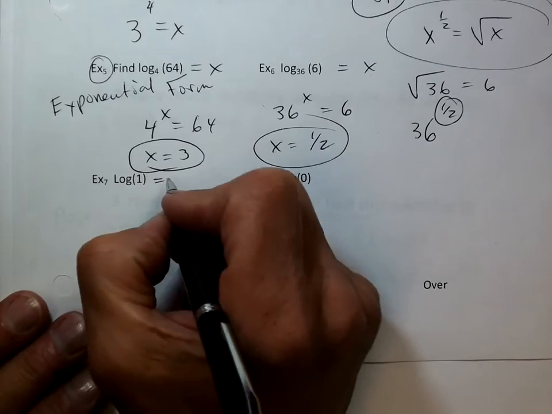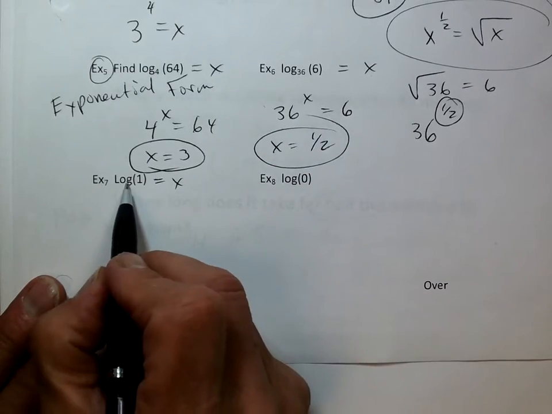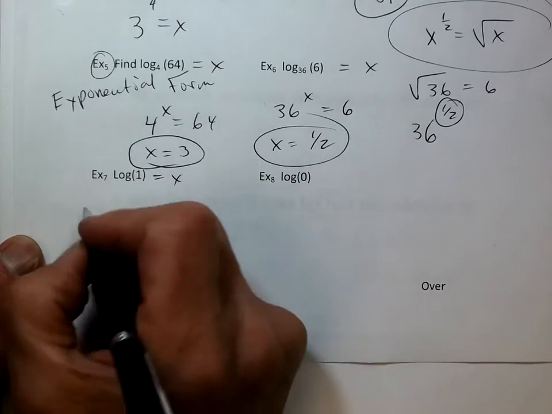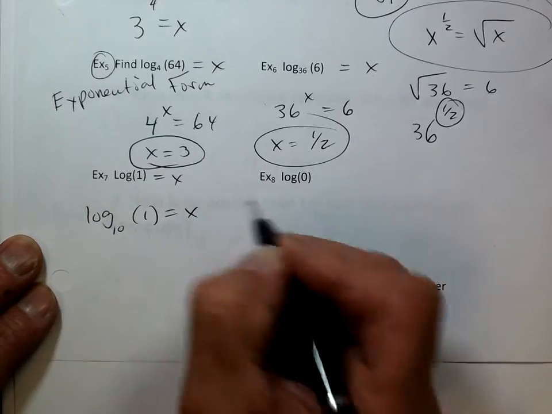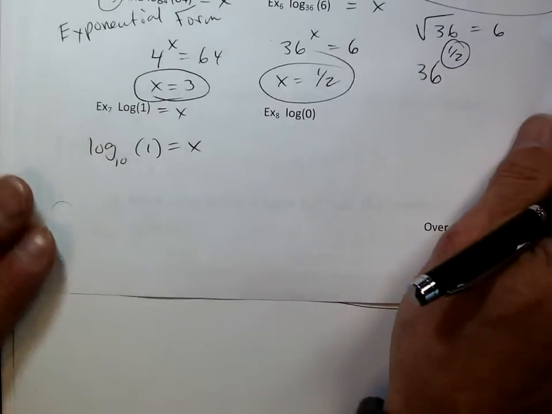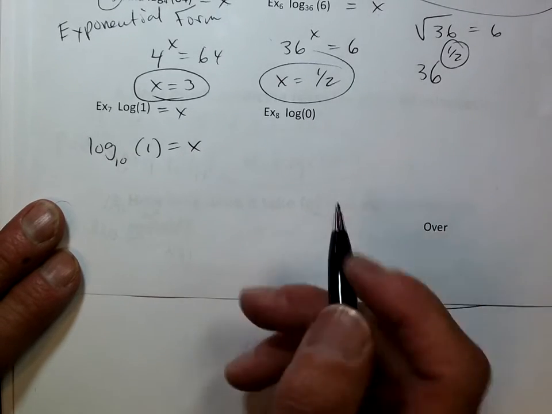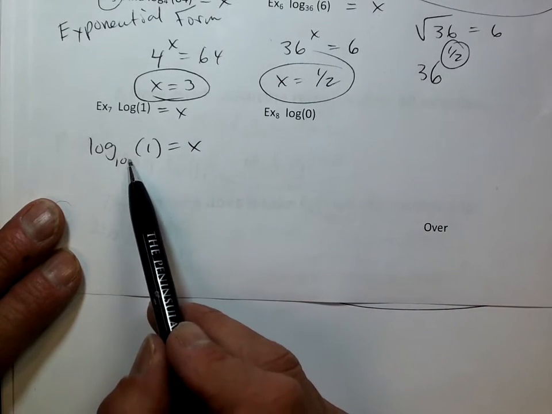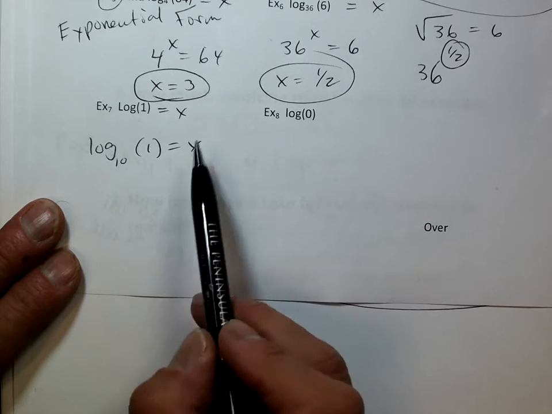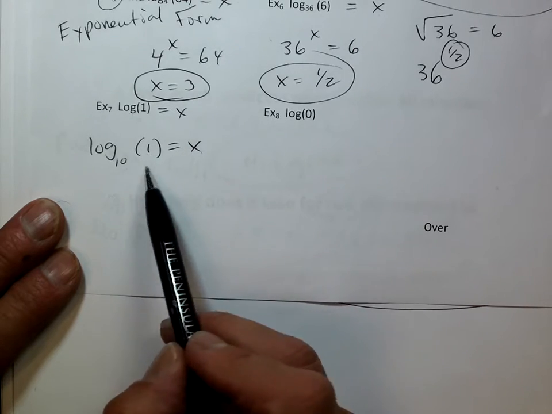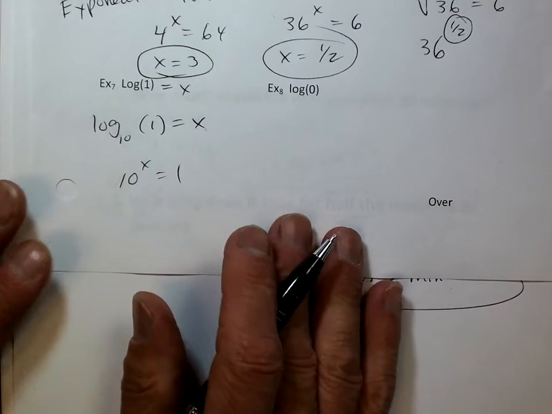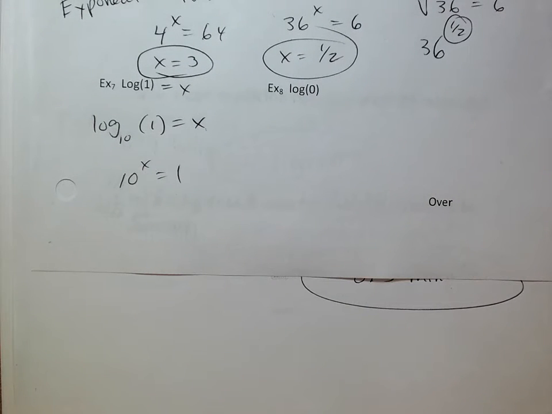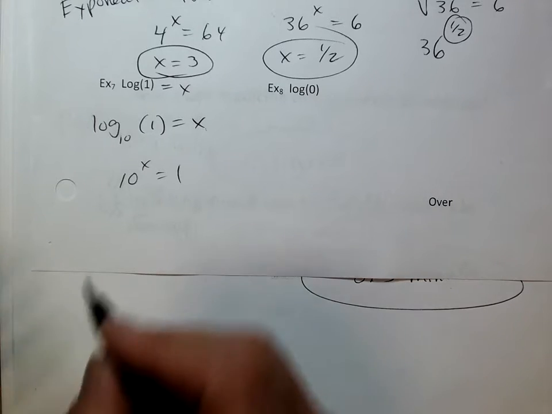So let's set it equal to x. What's the invisible base here? 10. So if I go log base 10 of 1 equals x, right? Okay. Then I can transpose it to exponential form. I'll go 10 to the x power equals 1, okay? 10 to the x power equals 1. But hopefully we know that anything to the 0 power is always going to be 1. Do you guys agree with that? X has to equal 0.